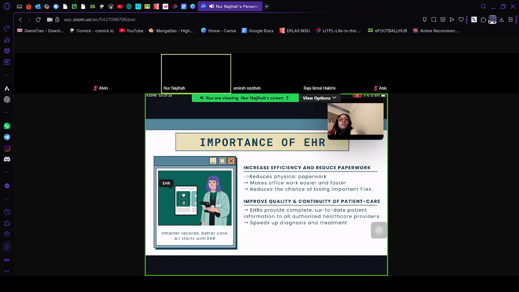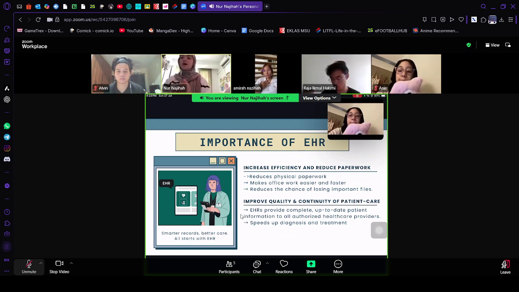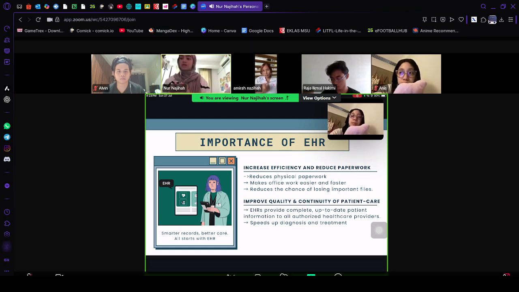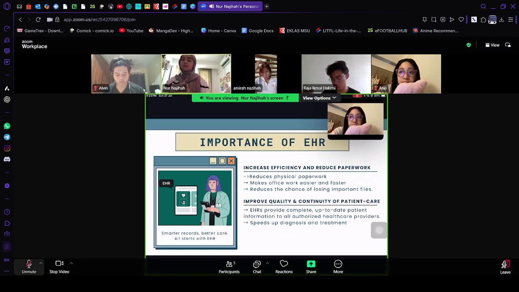It also improves quality and continuity of patient care, which means that EHRs provide complete and up-to-date patient care information to all authorized healthcare professionals, and they also speed up the diagnosis and treatment, so there's better decision making, especially when the patient is seeing multiple providers or being transferred from one hospital to another.